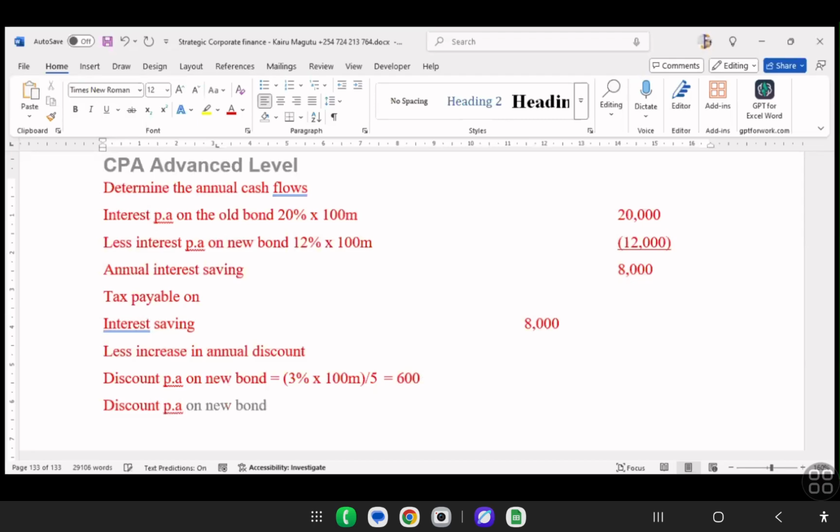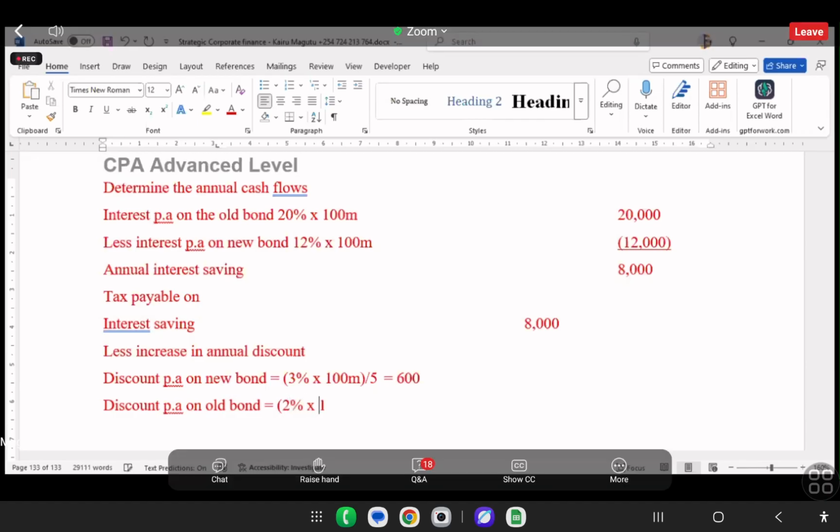So the amortization will be 600, but we need to compare it with the discount per annum on issue on the old bond. Now we do the old bond. The old bond had been issued at 2% multiplied by 100 million. But remember, it was issued 5 years ago, expecting to have 10 years. We are redeeming it. So 2% of 100 million divided by 10 years. How much is this? $200, yeah, someone gives 200. With the new bond, the amortization of discount per year is increasing by 400.